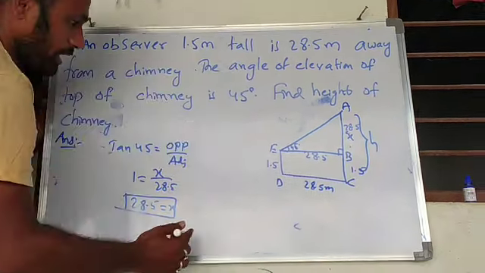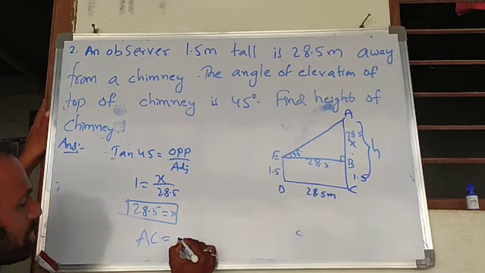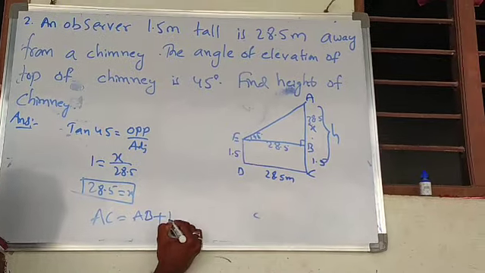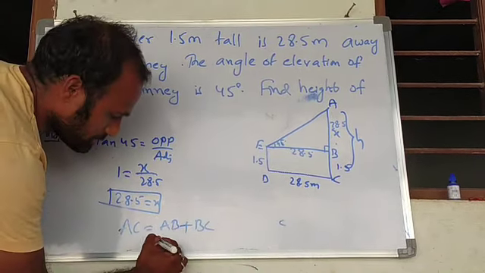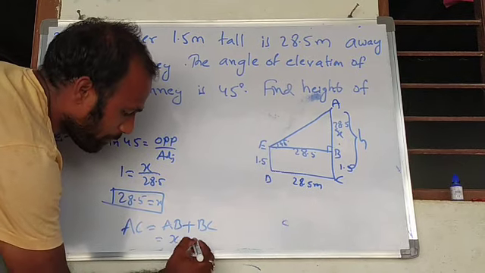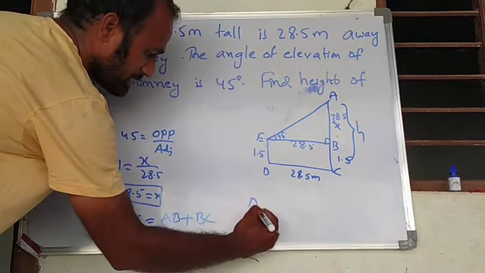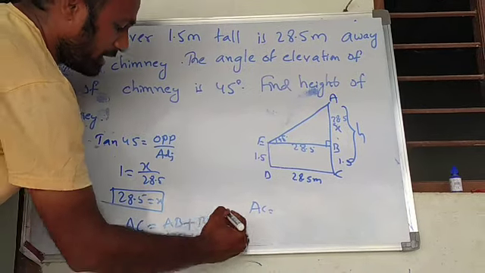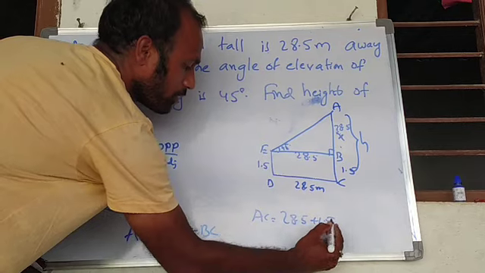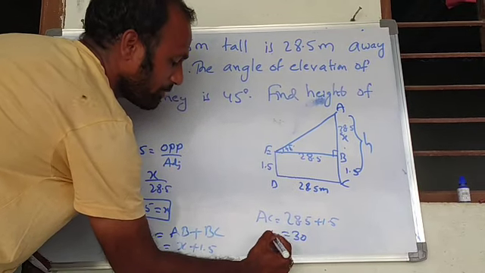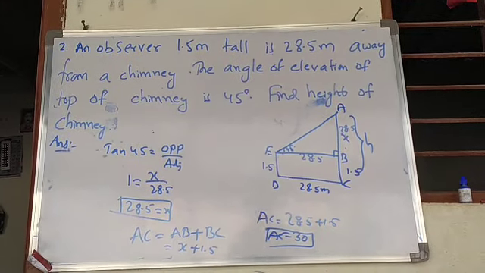So in total I want AC. AC is the combination of AB plus BC. So that is nothing but x plus 1.5. So AC is equal to 28.5 plus 1.5, so the height of the chimney will be 30 meters. Height of the chimney will be 30 meters.